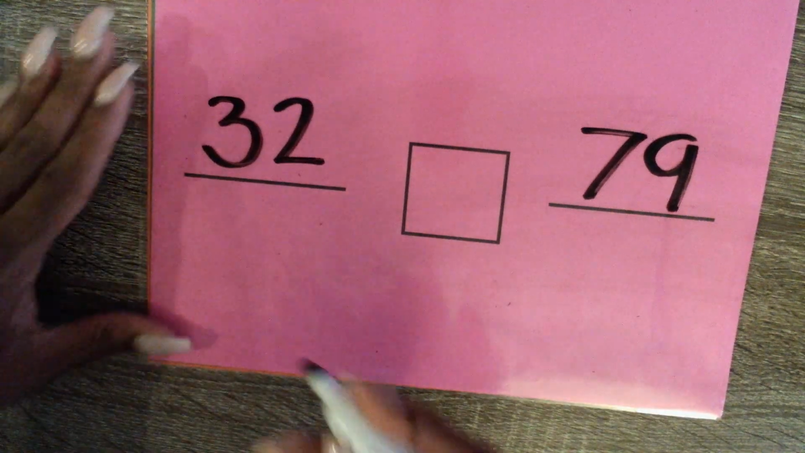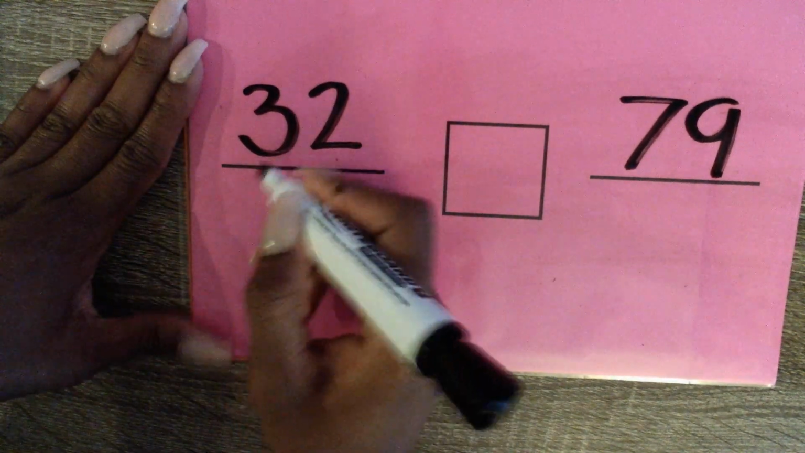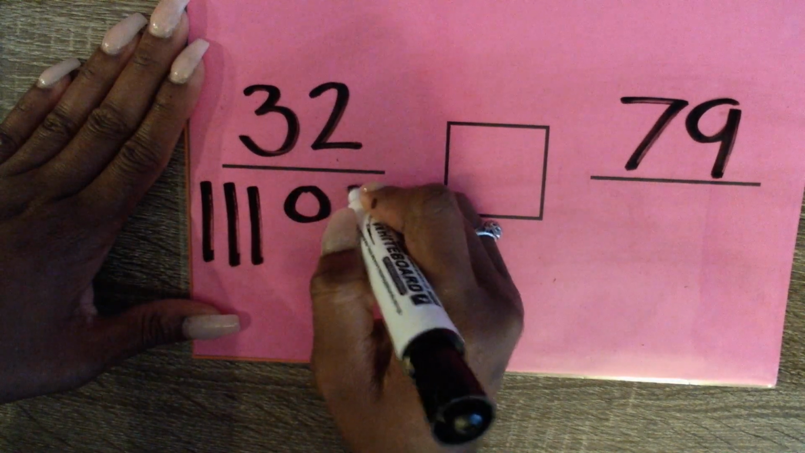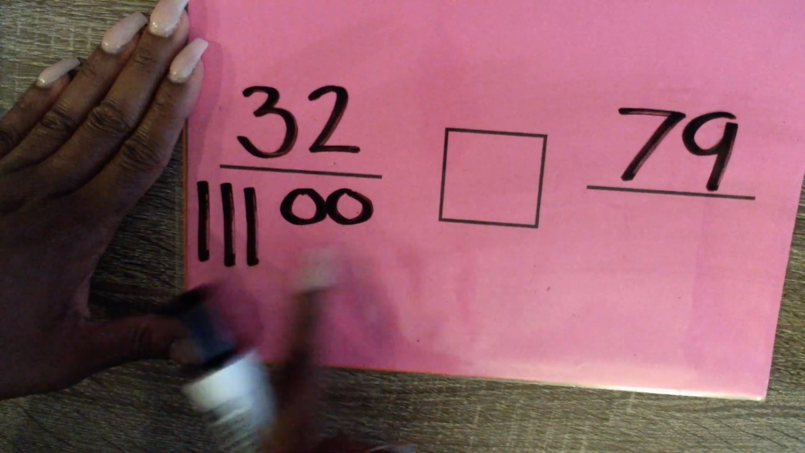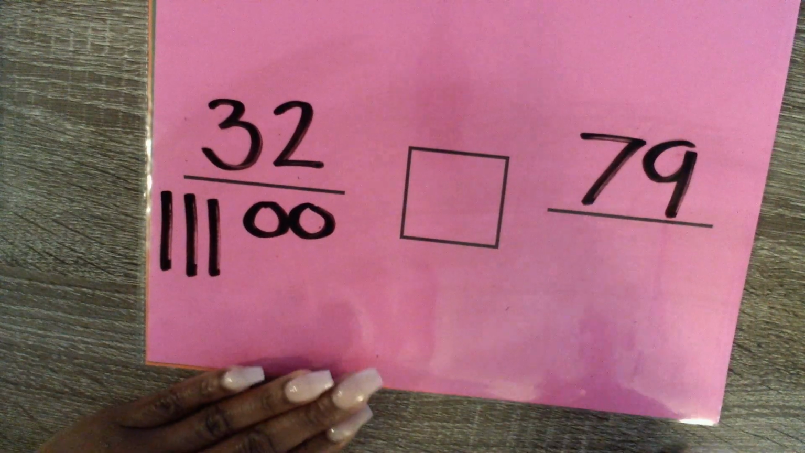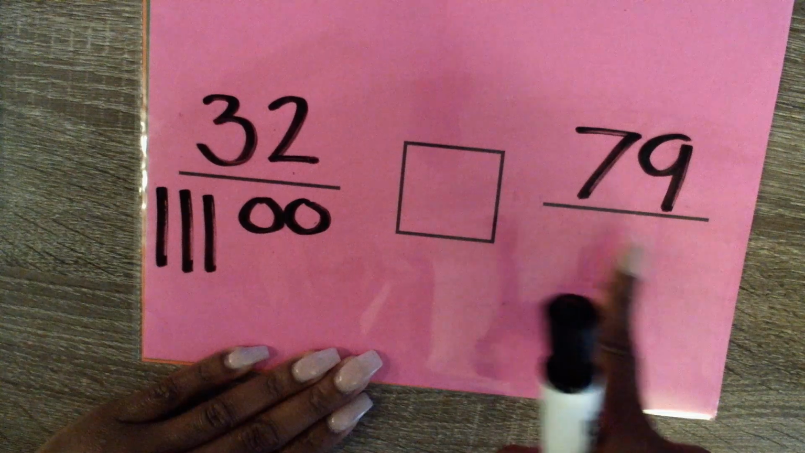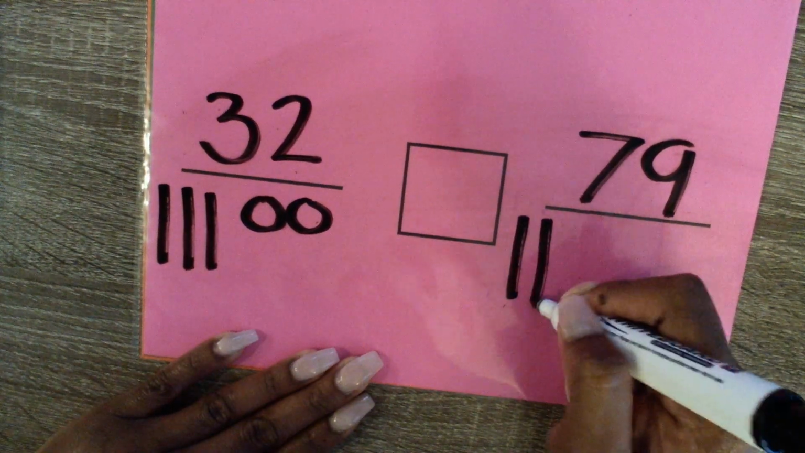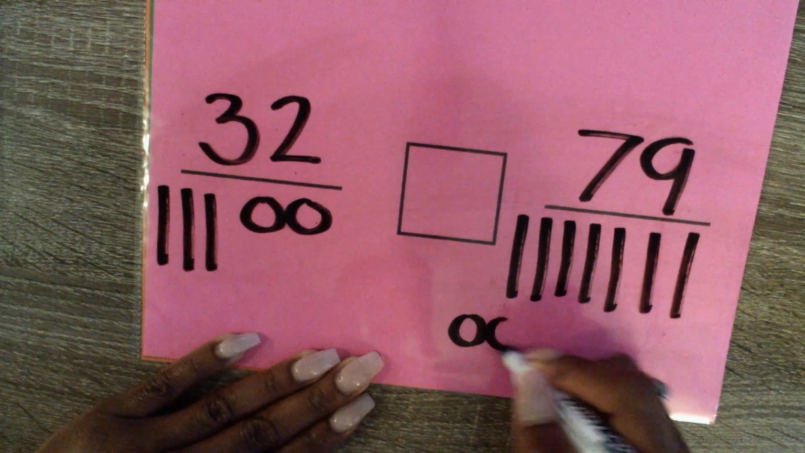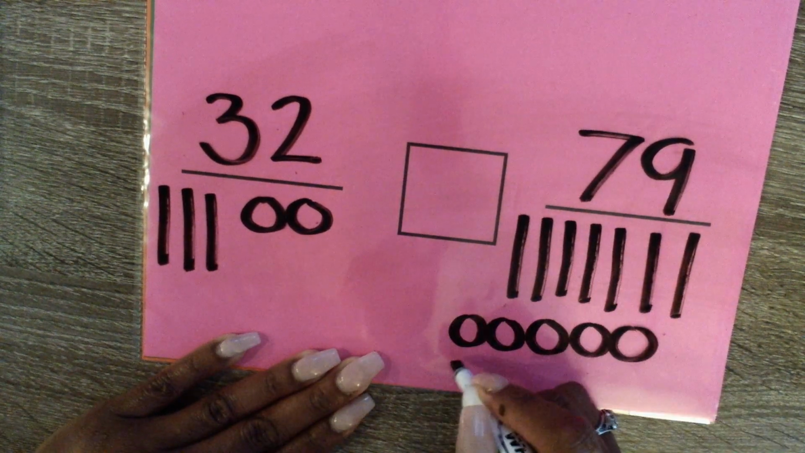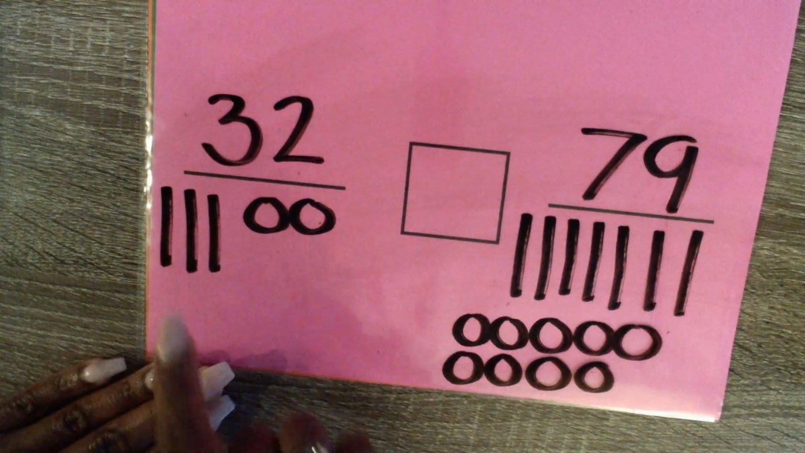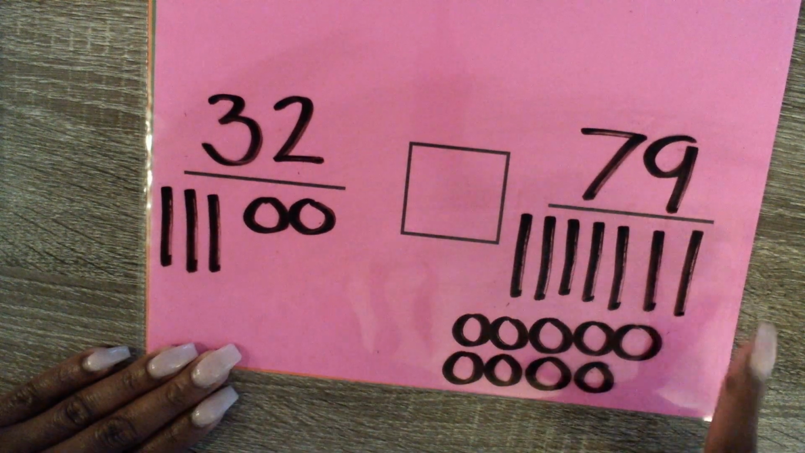Let's solve it using tens and ones, quick tens and ones. We need 3 tens, 1, 2, 3, and we need 2 ones. So 32: 10, 20, 30, 31, 32. The number 79, we need 7 tens and 9 ones. So 1, 2, 3, 4, 5, 6, 7. Then 1, 2, 3, 4, 5, 6, 7, 8, 9. So we have the number 32 and the number 79.